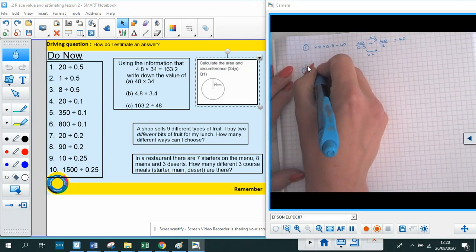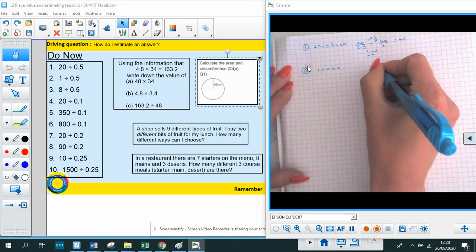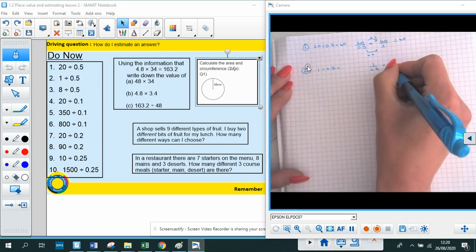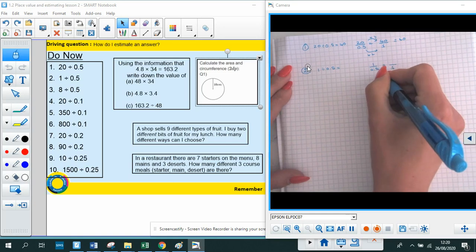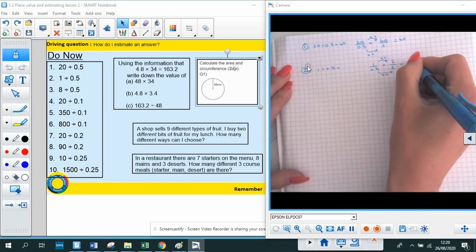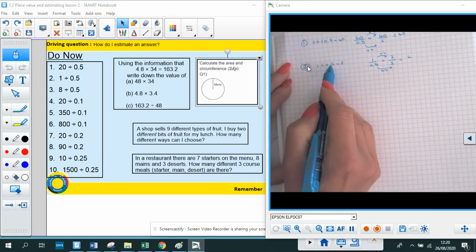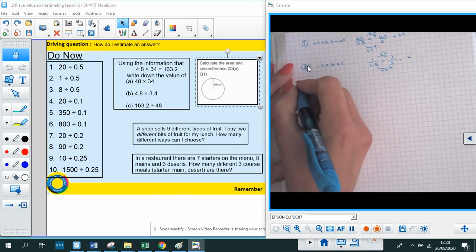Question 2, 1 divided by 0.5. So over here I'm going to do 1 over 0.5. I'm going to do the same thing as I did before. Let's make it a division with a whole number by making an equivalent fraction. And 2 divided by 1 is 2. Or dividing by a half is the same as multiplying by 2.